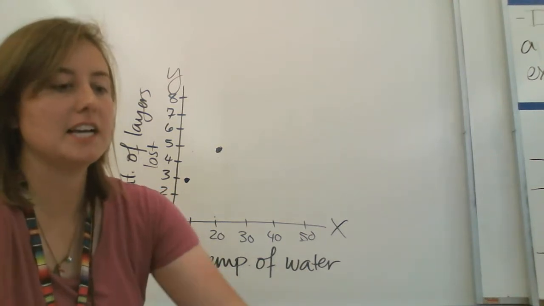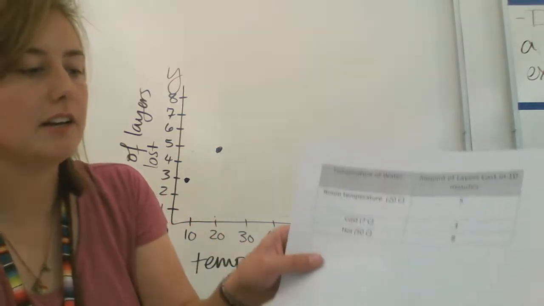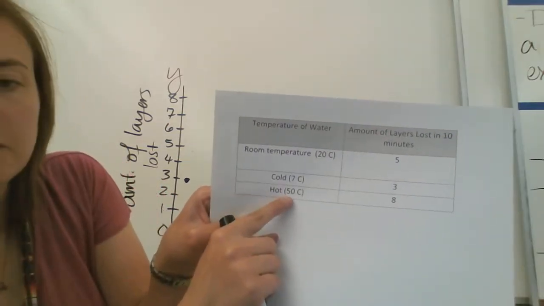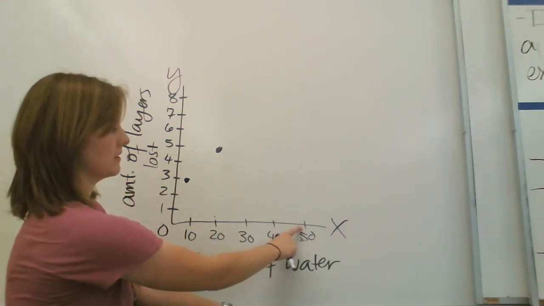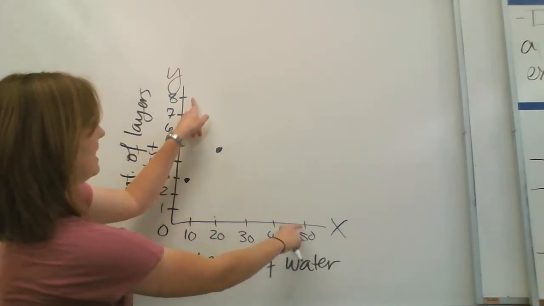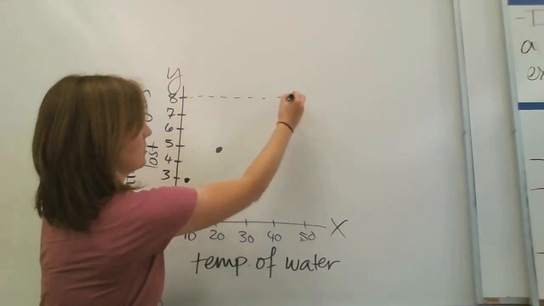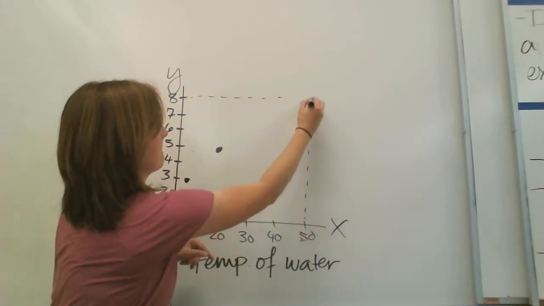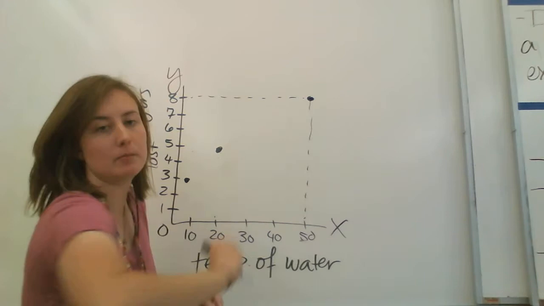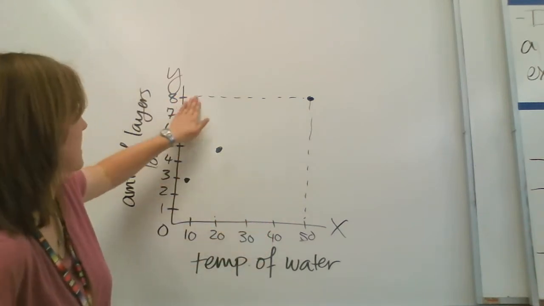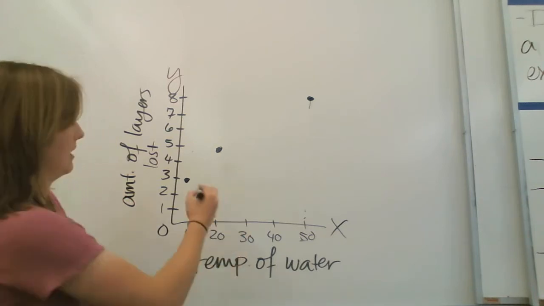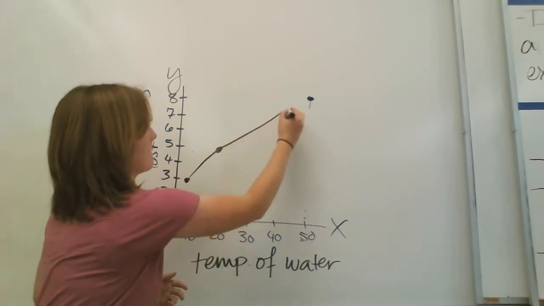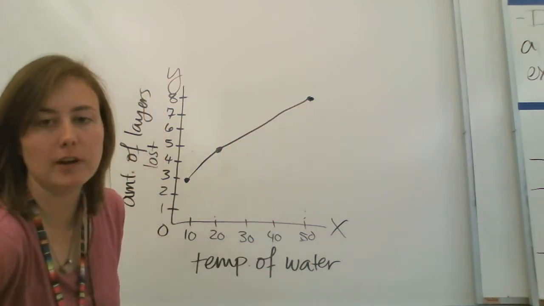Okay, now our last point is the hot water, which is 50 degrees Celsius, and it lost 8 layers. So I'm going to find the 50 degrees Celsius, and I'm going to go up to the 8, okay? I'm going to draw dotted lines so you can see what I'm doing. And I'm going to make a dot there. Again, you don't need those dotted lines, okay? Okay, we've got our points. Now I'm going to connect them with a line. And there we go. We've got our line graph.